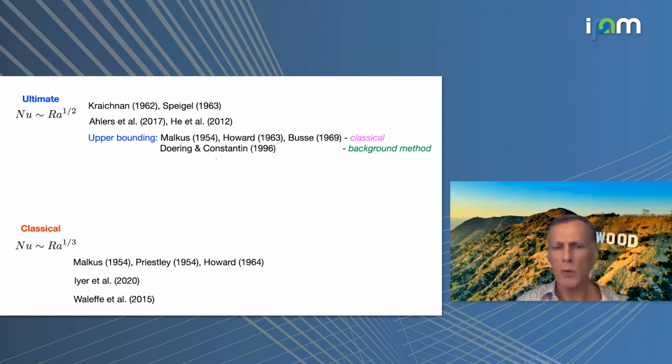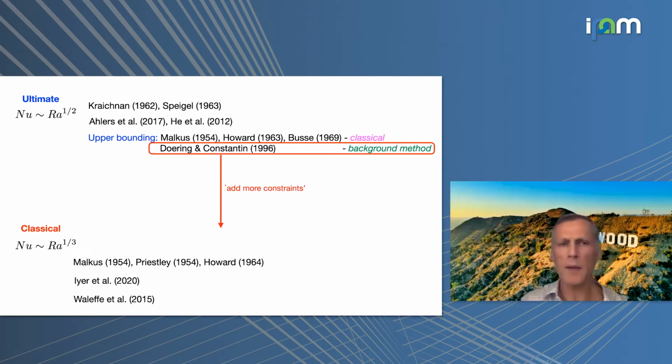Okay, so what do I want to do? Well, I want to take some upper bound calculations which were done in 1996 using a new technique called the background method and try and lower the bound that comes out of that approach. At the moment, it produces the ultimate scaling of Rayleigh to the half. And of course, if one believes that experiments and numerics are really showing Rayleigh to the third, there's a huge gap in the exponent that we'd like to try and get rid of.